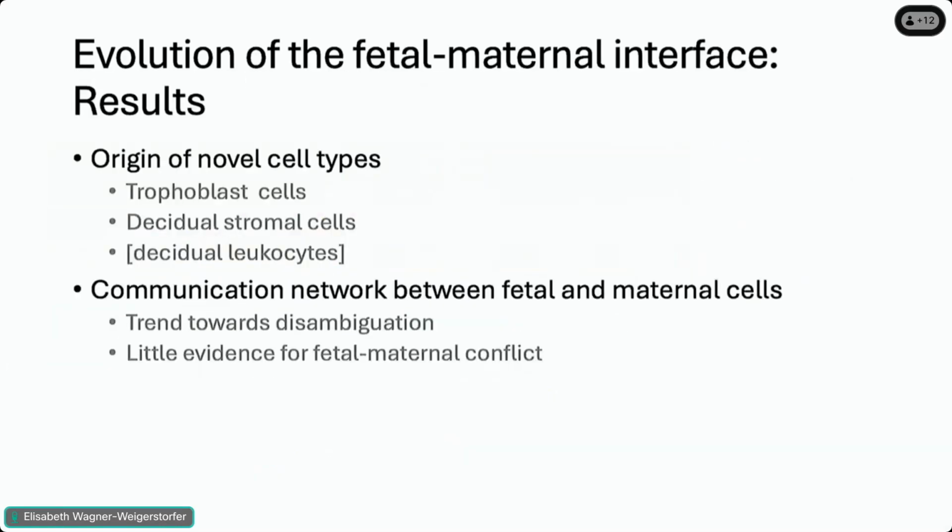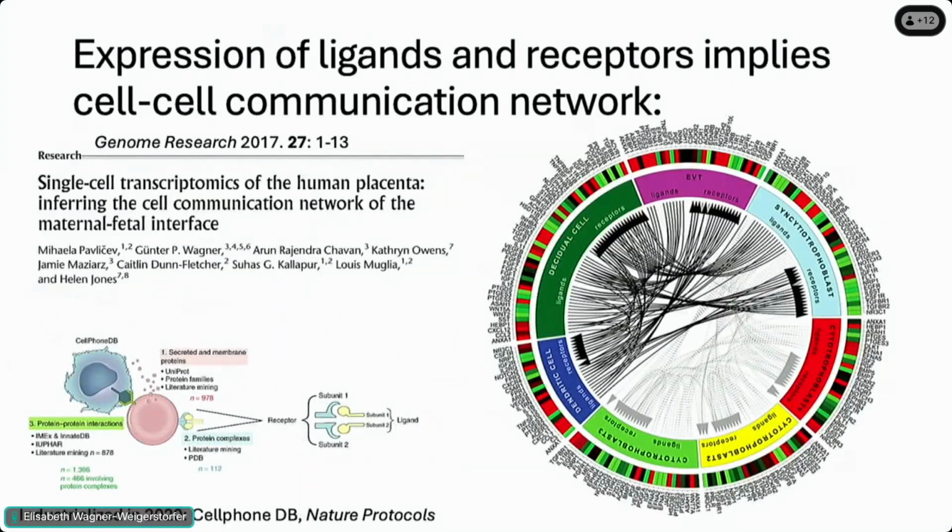Okay, now let's move on to the cell communication evolution, which is of course a view that we can only get now with a single cell data approach. And the basic idea about reconstructing communication networks comes from this paper here. Michaela has realized that if we know which cell produces a ligand and which cell produces a receptor, you can infer a potential communication event between these two cell types.